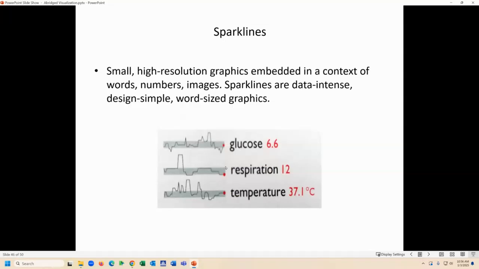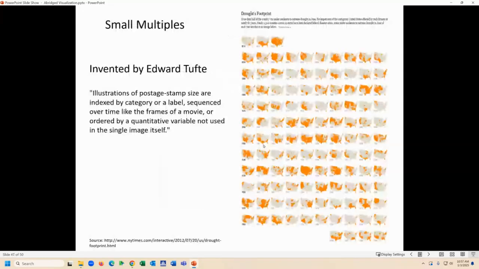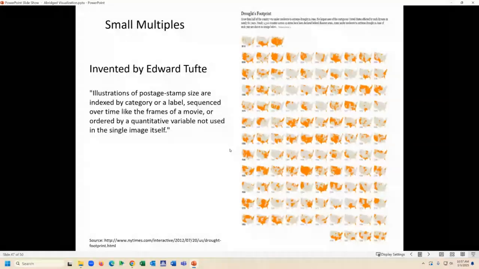Then you're getting some additional information in a very small display, actually. Small multiples is an example of a principle that is underused, in my opinion. We tend to think that if you have a picture or something like a map, you want to make it big.